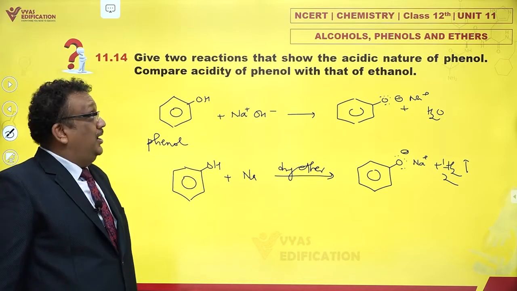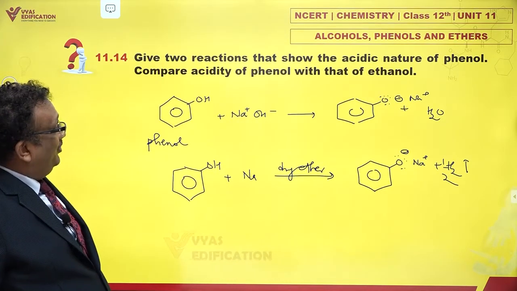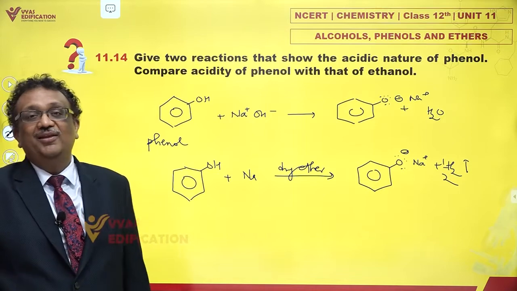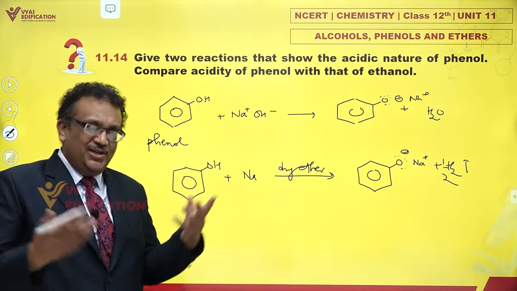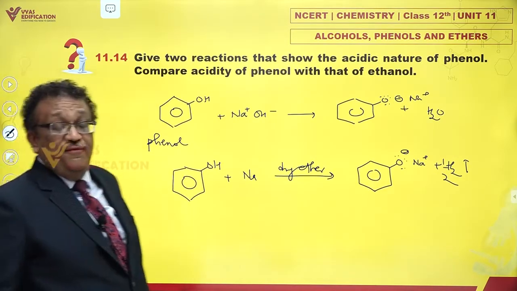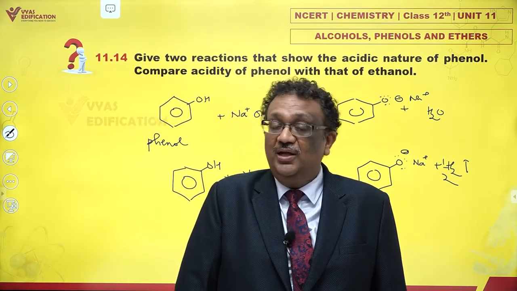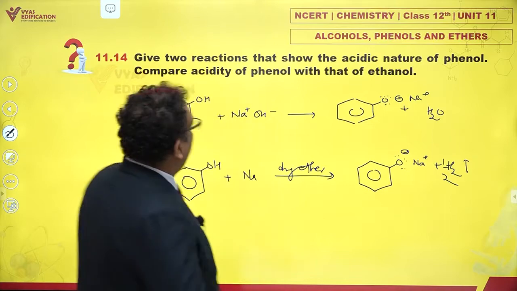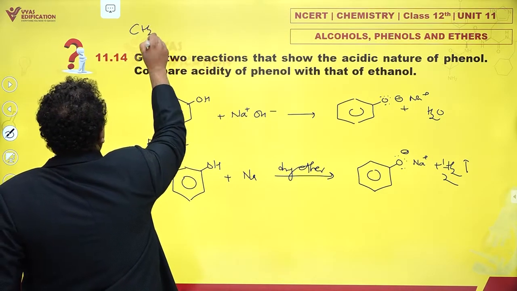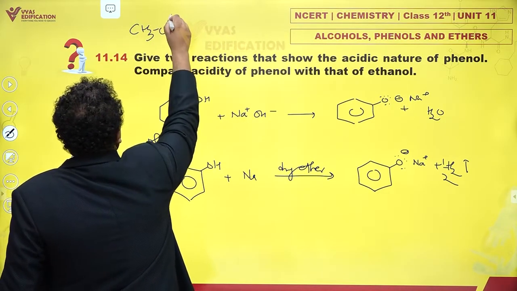Now the second part, compare the acidity of phenol with that of ethanol. Can we compare that? Yes. And how exactly? Phenol is much more acidic as compared to ethanol. Just let us take a look at ethanol. Ethanol is CH3CH2OH.